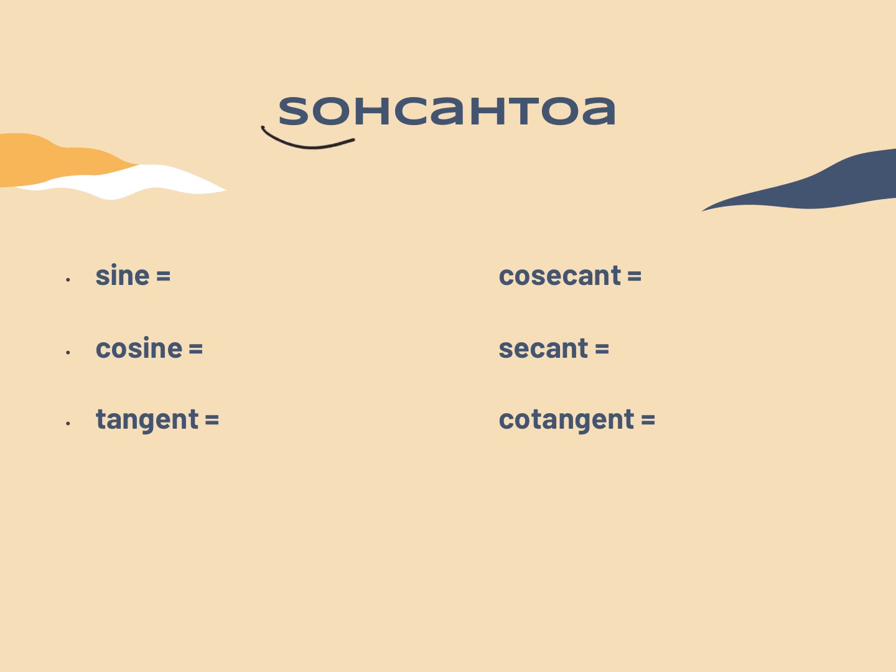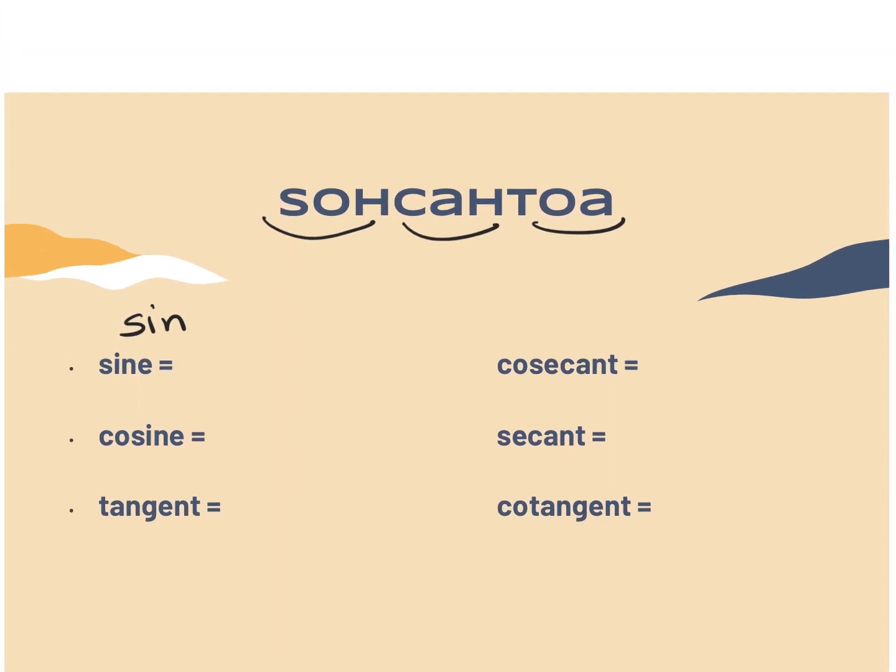So my acronym is SOHCAHTOA. So for the sine, that's going to be the SOH. So this is the full word, S-I-N-E, but on your calculator, it's just S-I-N. And whenever we do the SOHCAHTOA, it's always going to be based off an acute angle of the triangle, not the right triangle or the right angle.